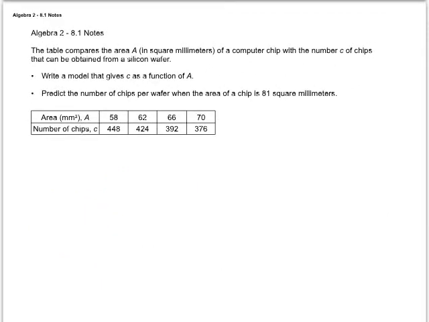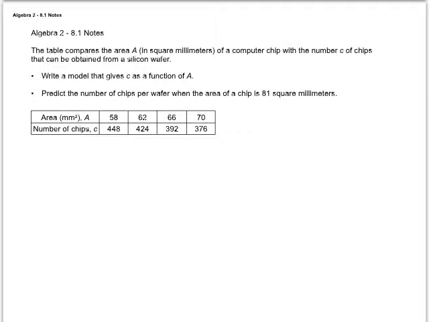Okay, another little word problem here. The table compares the area in square millimeters of a computer chip with the number C of chips that can be obtained from a silicon wafer. So write a model that gives C as a function of A, and then predict the number of chips per wafer when the area of a chip is 81 square millimeters. So we've got this table here, and we want to figure out a model that's going to work.